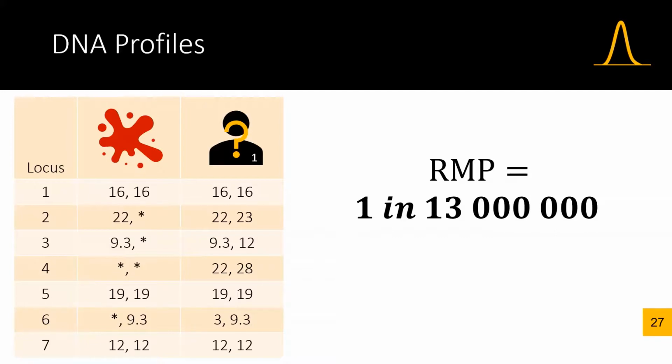But what exactly does this mean? And do you think that this evidence supports the contribution of suspect 1 to the DNA collected at the scene or not? Pause here to think about this a little bit further.